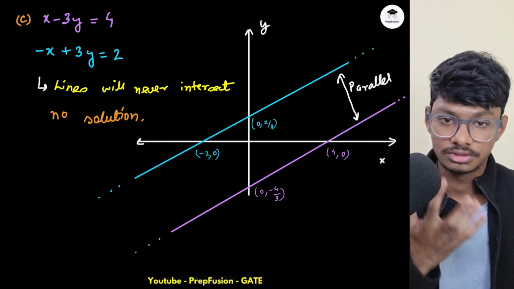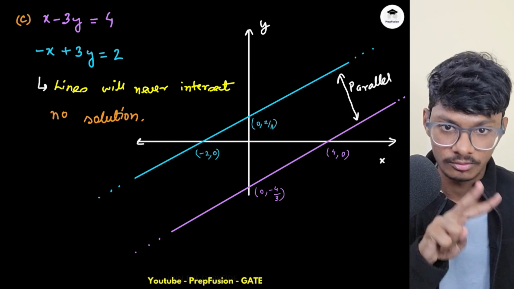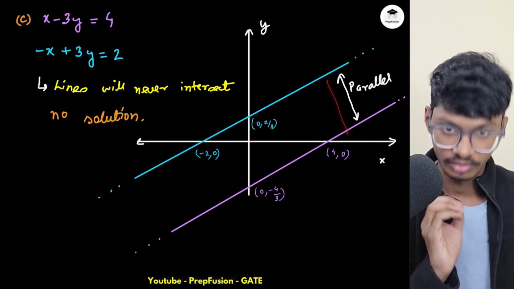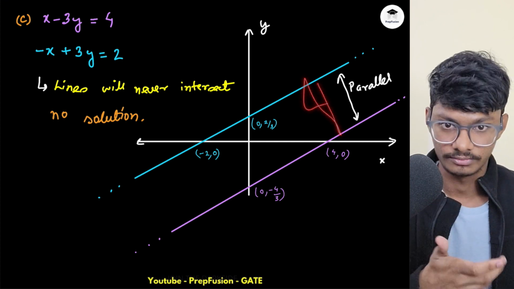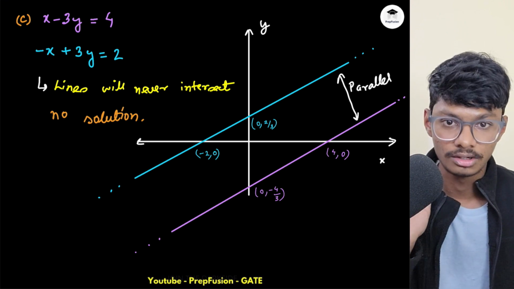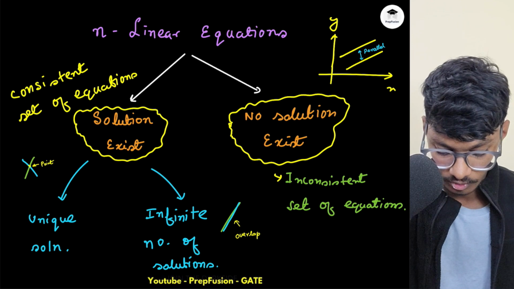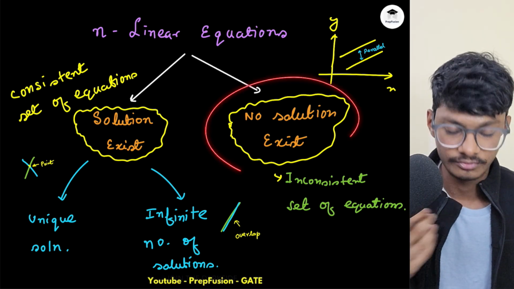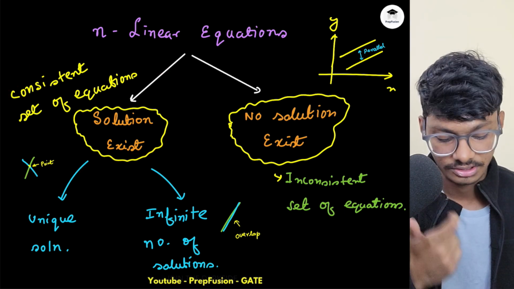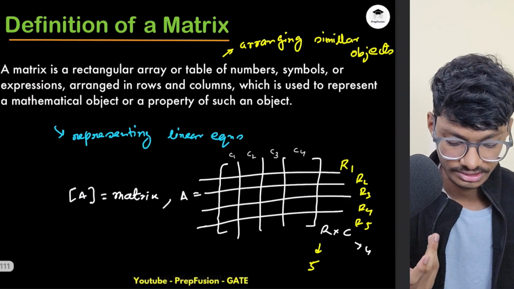The third type of solution we got was where the lines were never overlapping. They were always parallel with each other, so they will never cross, and they had some distance between them. Hence we had no solution. I gave you a tree diagram about when a solution exists and when it does not. If a solution exists, the set of equations is known as consistent, and if no solution exists, it is known as inconsistent.